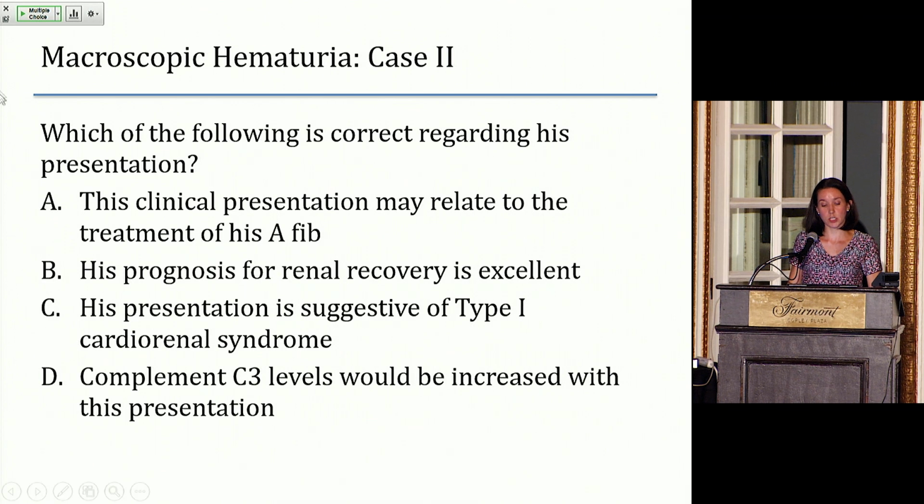His clinical presentation may relate to the treatment of his AFib. His prognosis for renal recovery is excellent. His presentation is suggestive of a type 1 cardiorenal syndrome, or C3 complement would be increased in this condition. So I'll give you just a couple of seconds because we're a bit short on time.